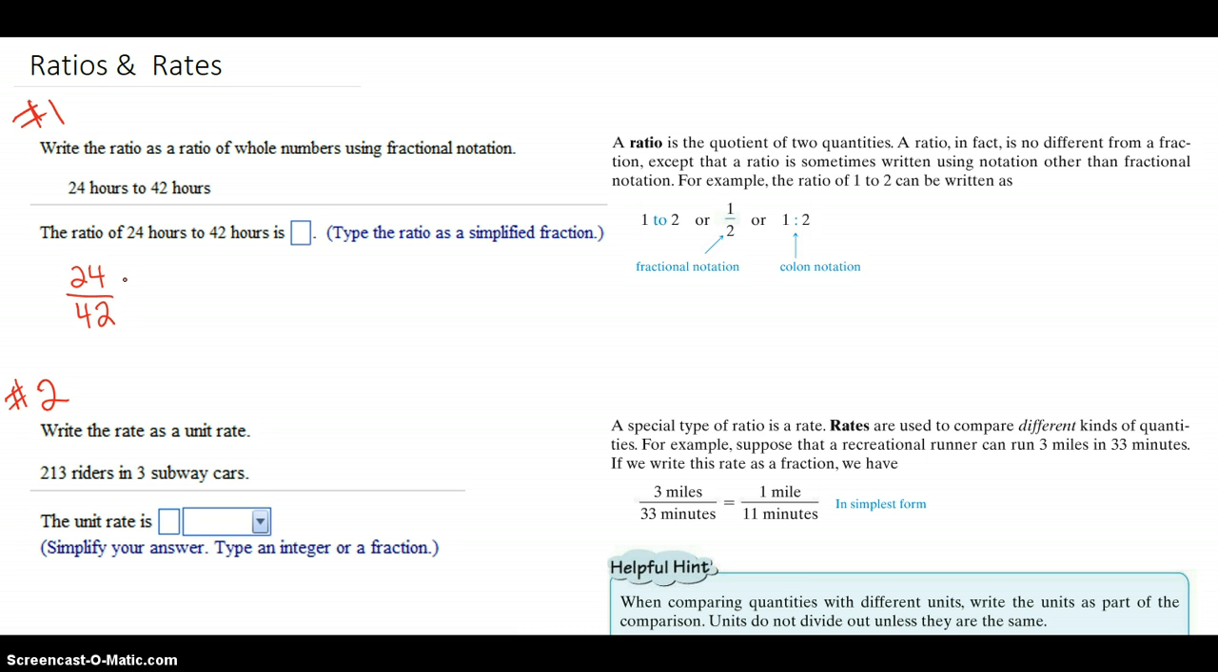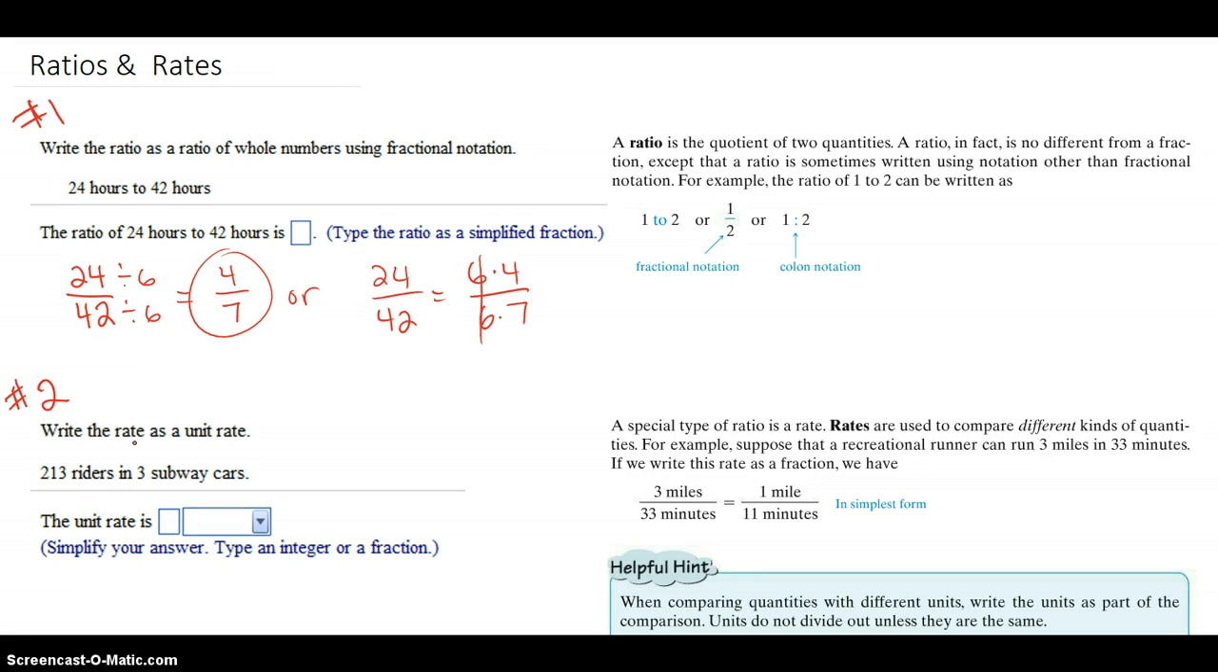Since 6 is a factor of both the numerator and the denominator, this can be reduced to 4/7. Or, some students do it like this. This can be written as 6 times 4, over 6 times 7, and you can see the 6's cancel, still giving you 4/7 as the answer.